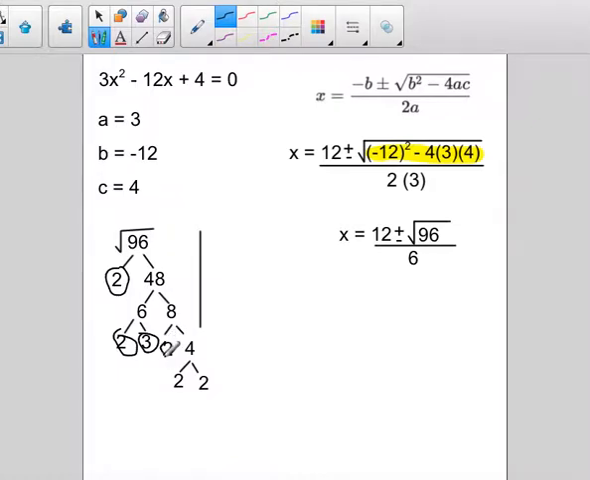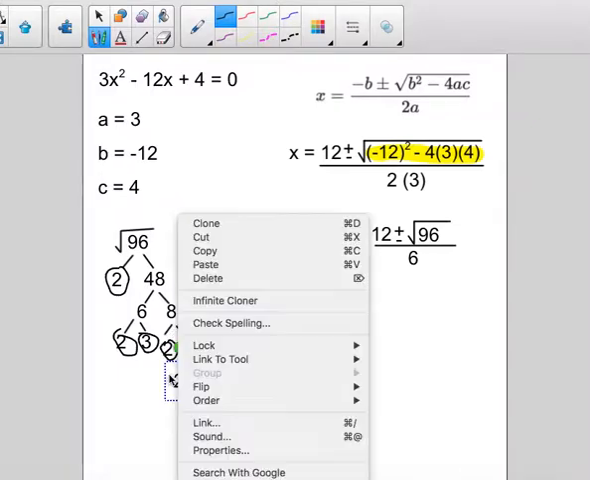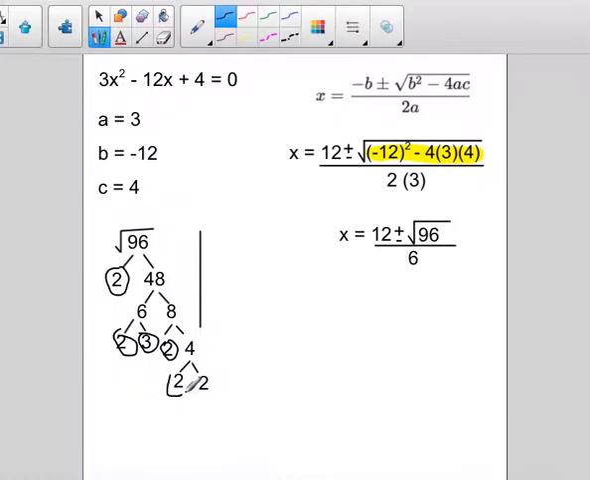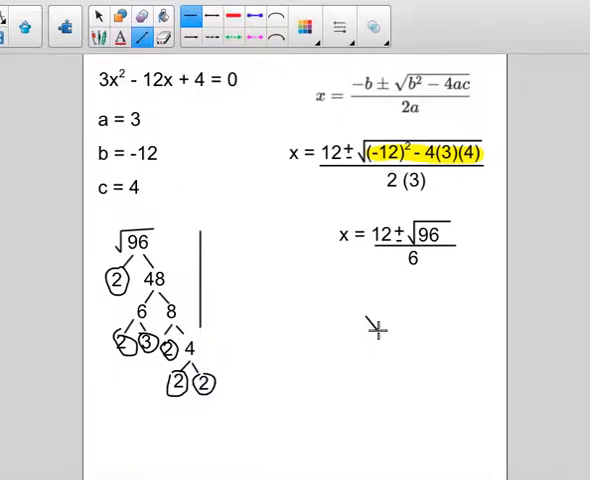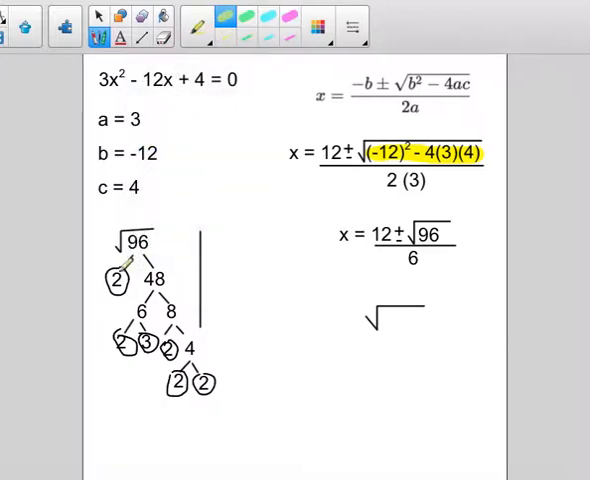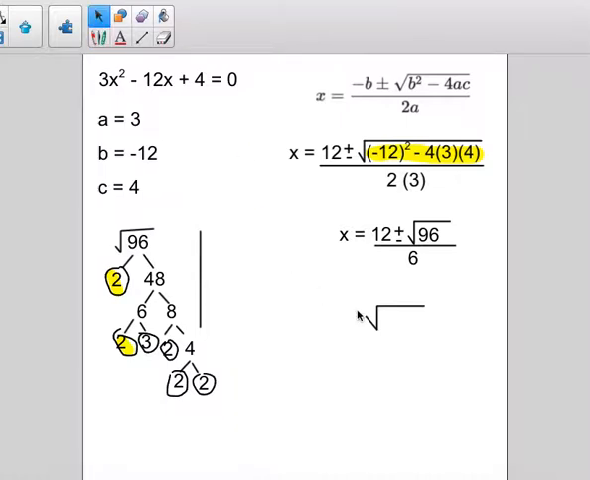So here's what we're going to do with this. We're going to create another radical over here. And everything that has a match is going to move outside of the radical. So I'm just going to say that I've got a 2 and a 2. That's a match. So that puts a 2 outside the radical.